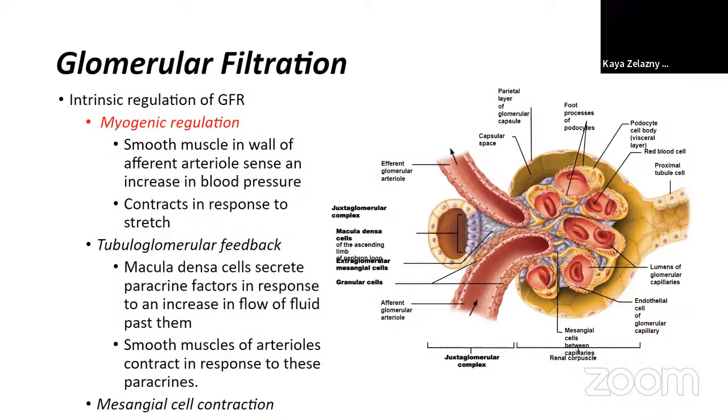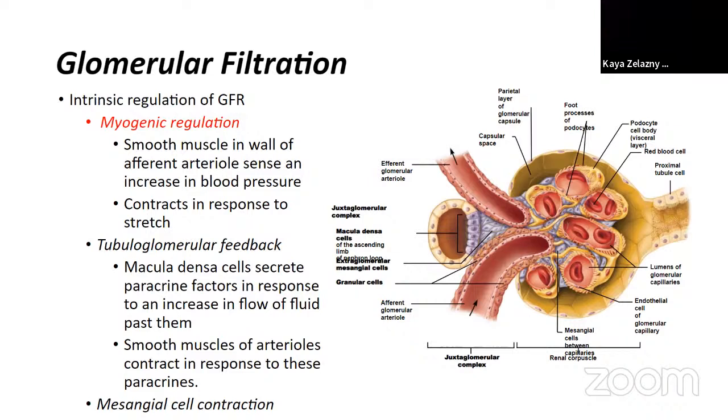So when we say intrinsic regulation, we're just talking about really local factors, right? So we're thinking about cells in this region rather than thinking about neurons and things from the brain coming in. So whenever we talk about intrinsic regulation, that's what we're talking about, just super local nearby factors.